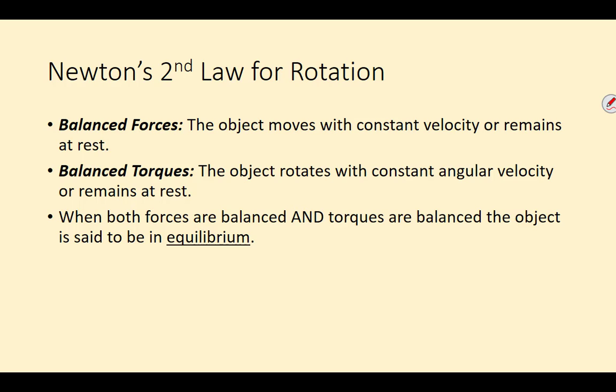But if the forces are balanced, doesn't that mean the torques are? Doesn't that automatically mean the torques will be balanced? Is it possible for me to be walking this way at a constant velocity while spinning? So does balanced forces imply balanced torques? I can change how quickly I rotate without changing how quickly I move. So one does not necessarily imply the other.